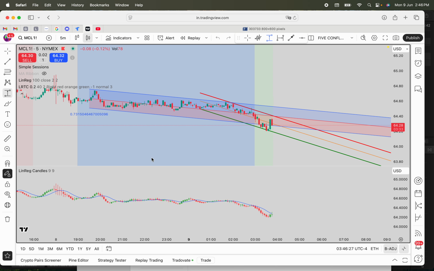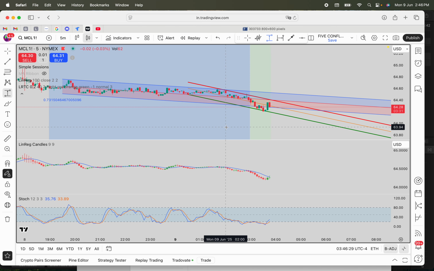Here it is. You can use a stochastic. This is 12, 3 and 3. So the trend is down. It's clearly down. The Pearson's number is 0.7, so it's quite a strong trend down.